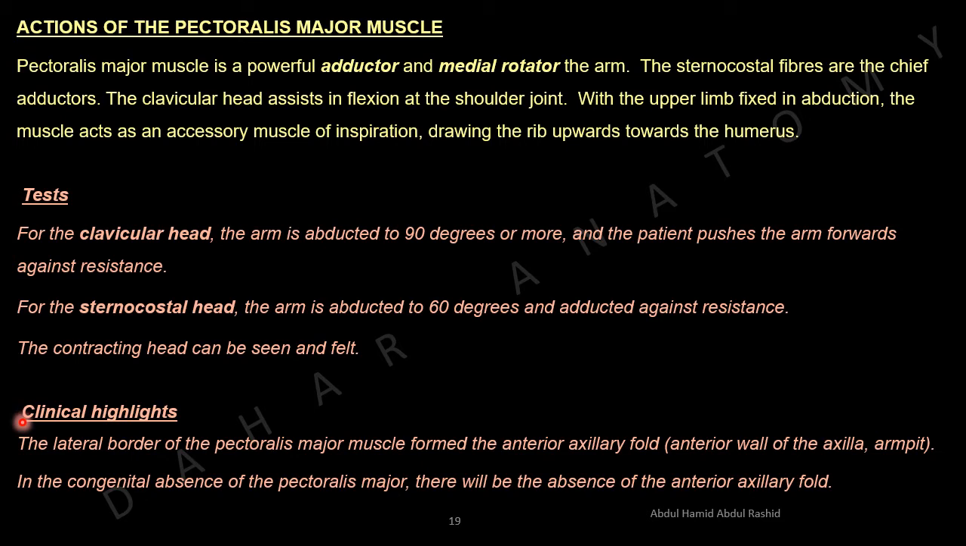Clinical highlights. The lateral border of the pectoralis major muscle forms the anterior axillary fold, that is, the anterior wall of the axilla, the armpit. In congenital absence of the pectoralis major, there will be absence of the anterior axillary fold.